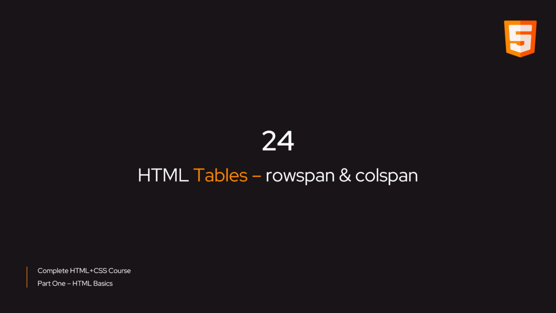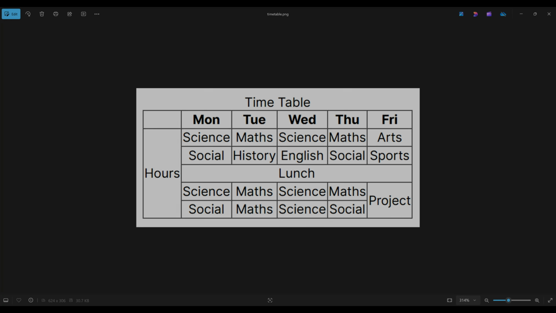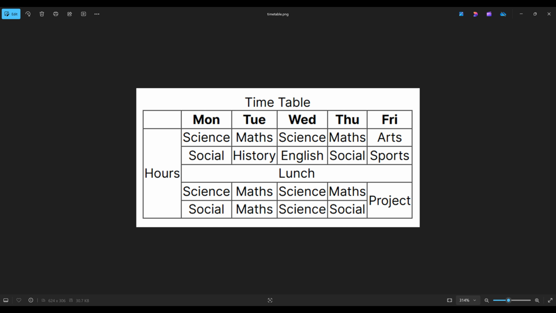Alright everyone, in this section, we are going to learn about row and column spans in HTML. The concept of row and column spans may seem a bit hard to understand at first, but it's actually very simple. You can understand it just by looking at this image.